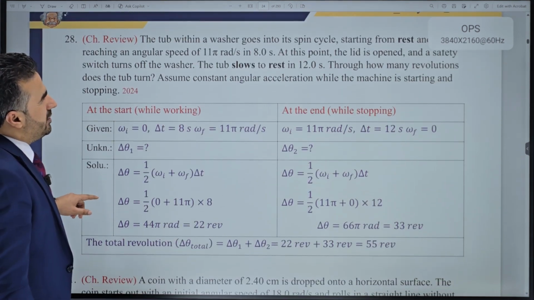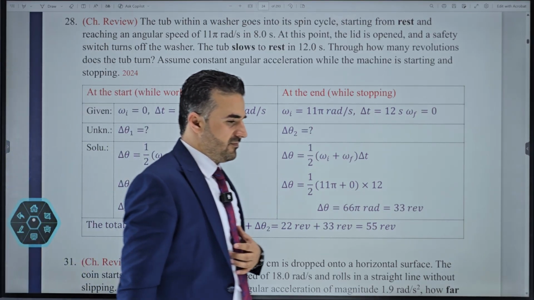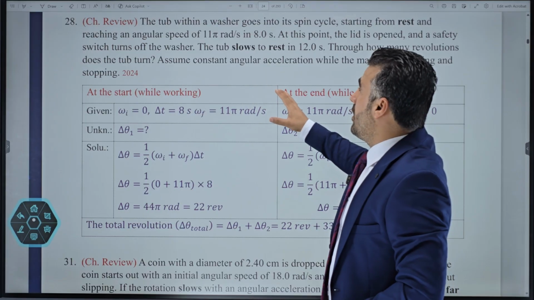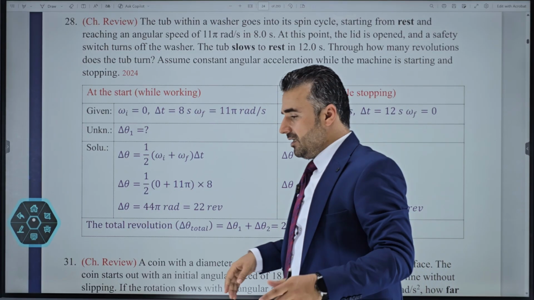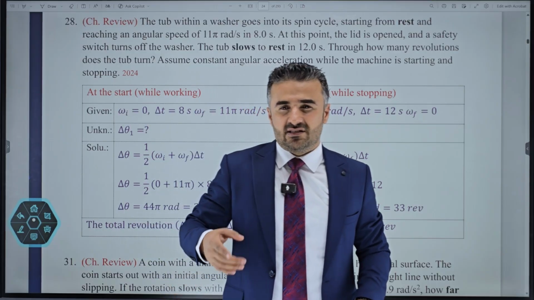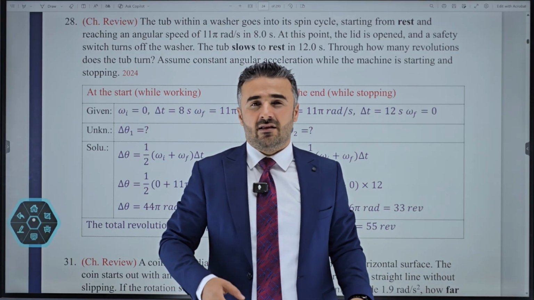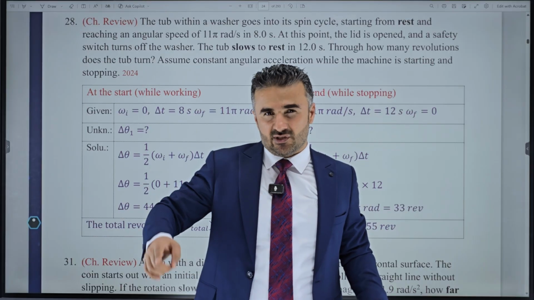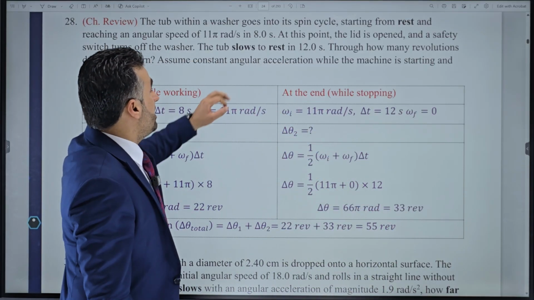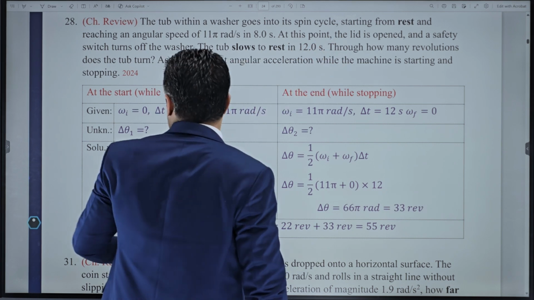Now here's this question. I really like this question because it's interesting. So what does it say? It says the tub within a washer goes into a spin cycle. So of course we have a washing machine. It has this tub, this cylinder that you put the clothes in, and once you turn the washing machine on, it starts to rotate. That is what they're talking about here. It goes into a spin cycle, it starts spinning, but it says it is starting from rest.